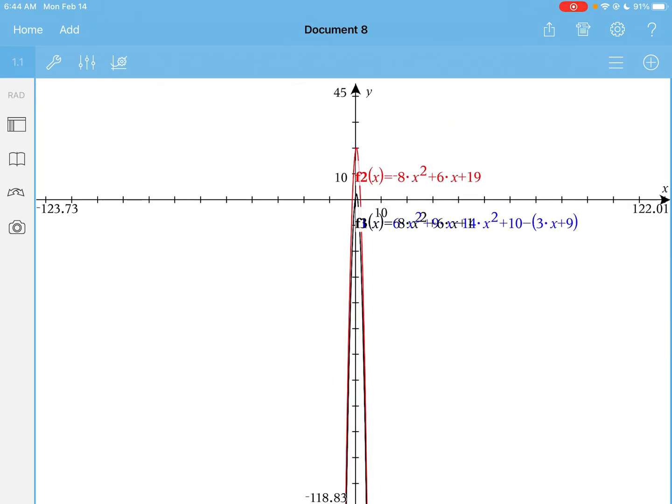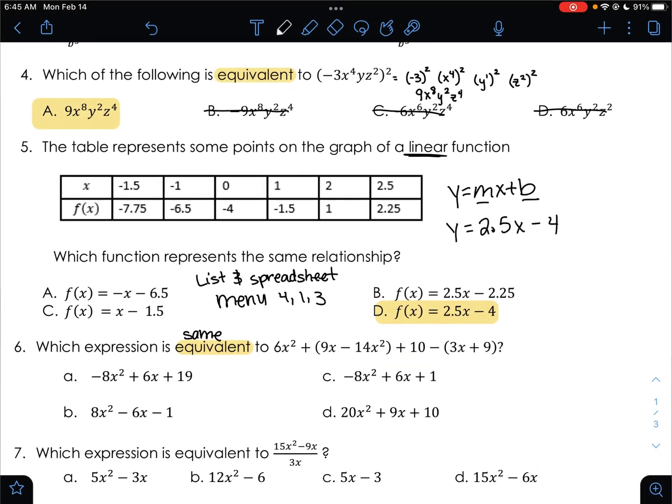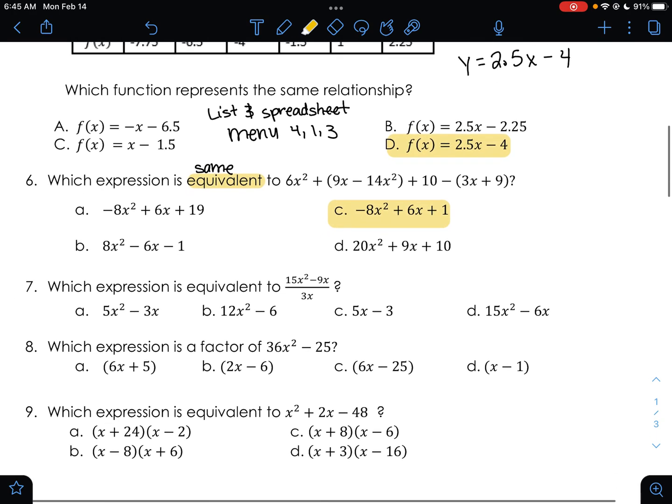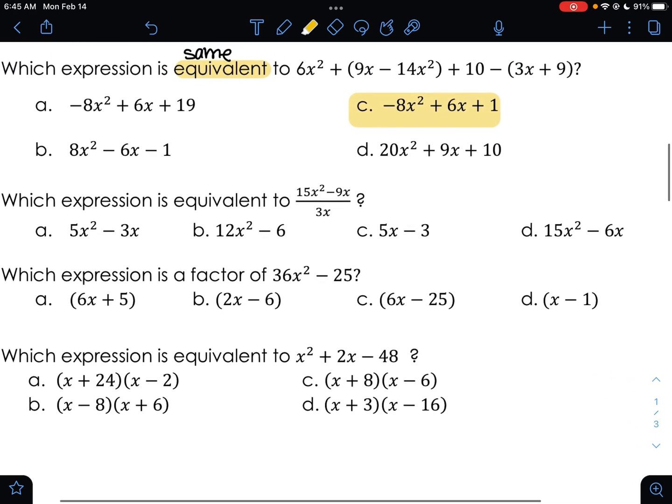Okay, there we go. So when we did that, the blue graph and the black graph overlap. And the black graph was the negative 8x squared plus 6x plus 1. So there we go. I made a mistake and typed it in wrong. So our answer should be C. Okay, so the lesson to learn here is making sure you double check what you type in. That way you get the correct answer.